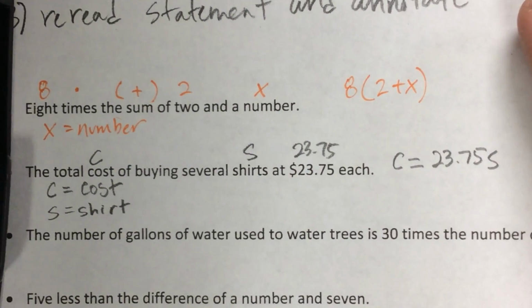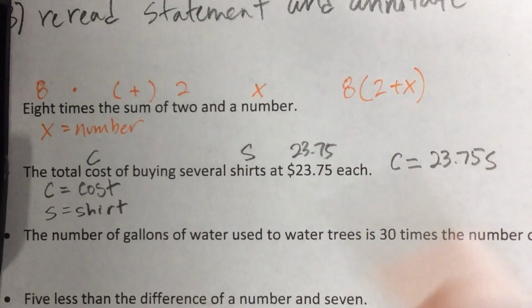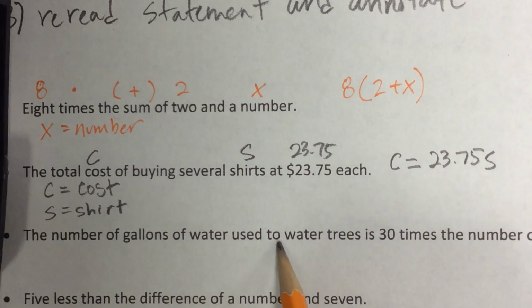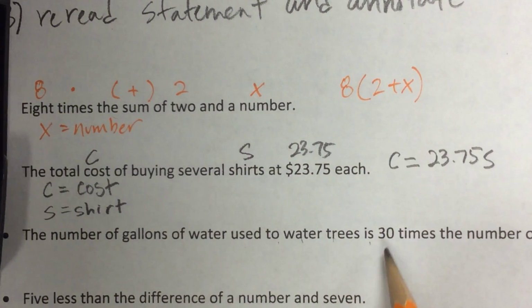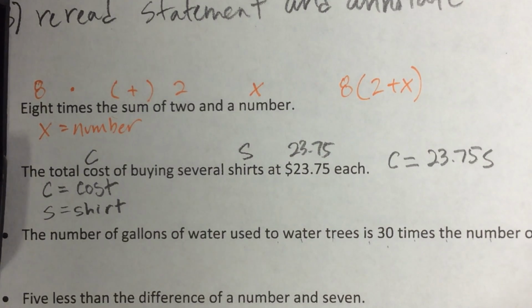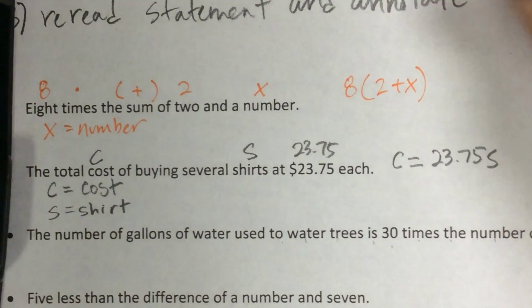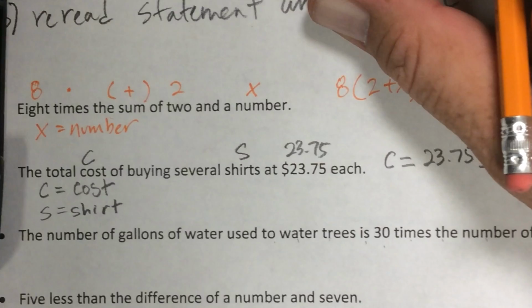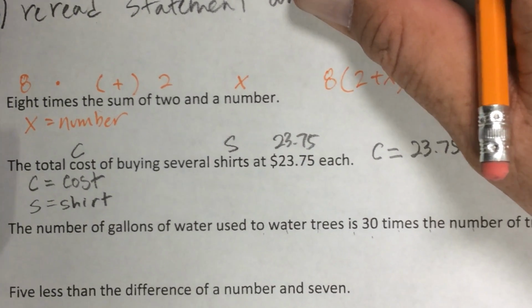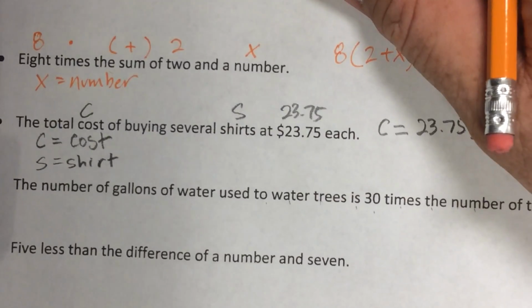Next example. The number of gallons of water used to water trees is 30 times the number of trees. So there's two different variables here. I'm going to give you guys a second to think about it and see if you can figure out what our two variables are.